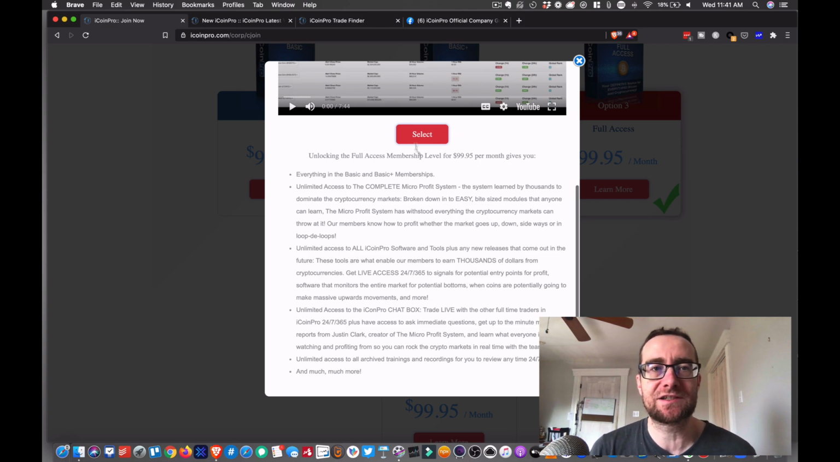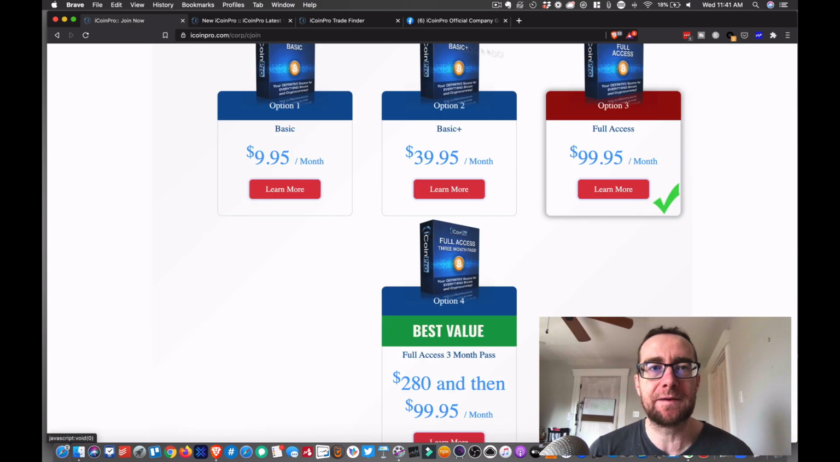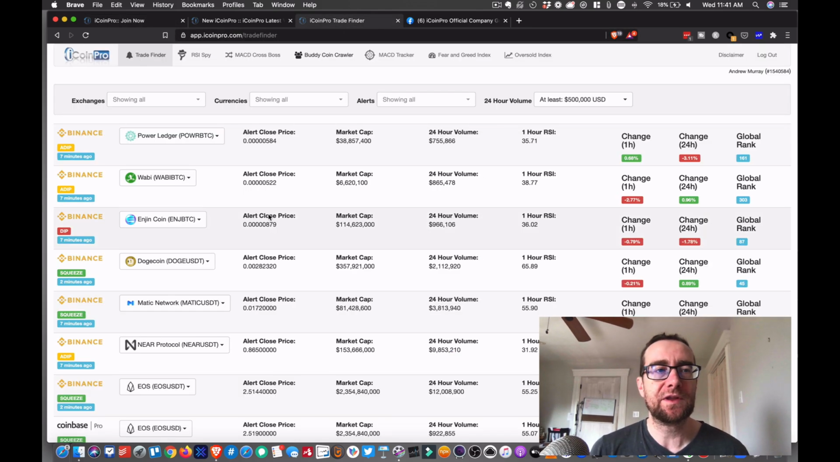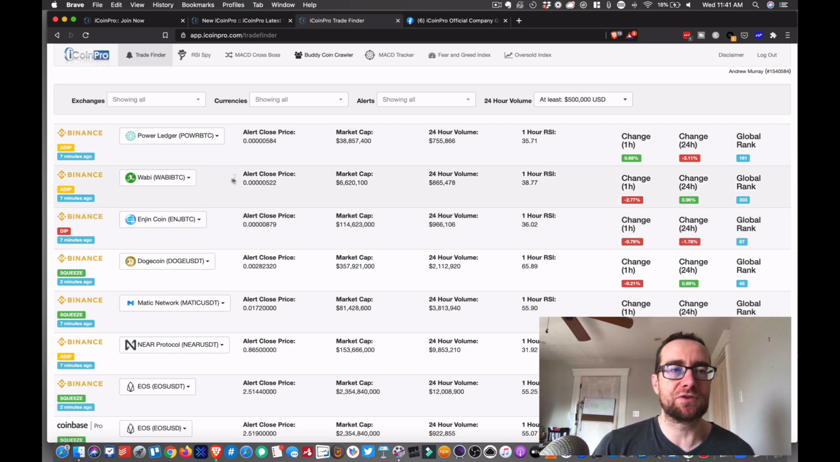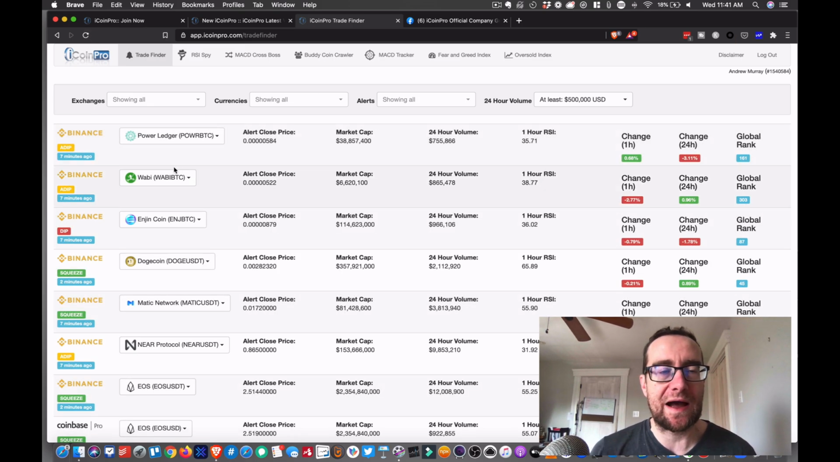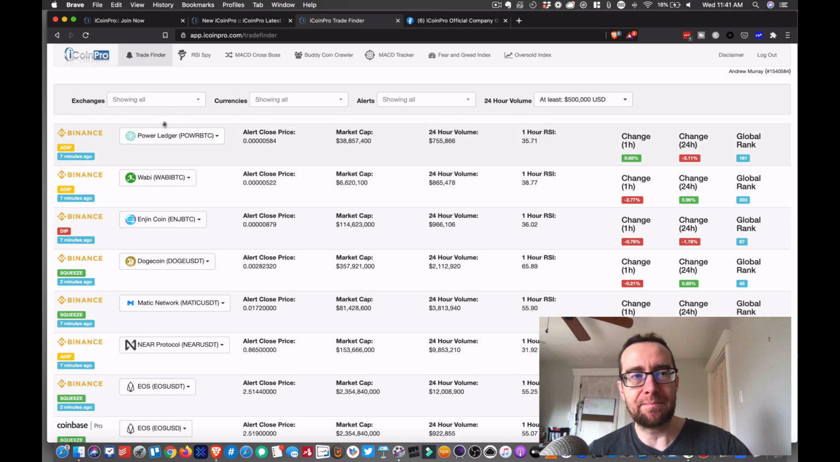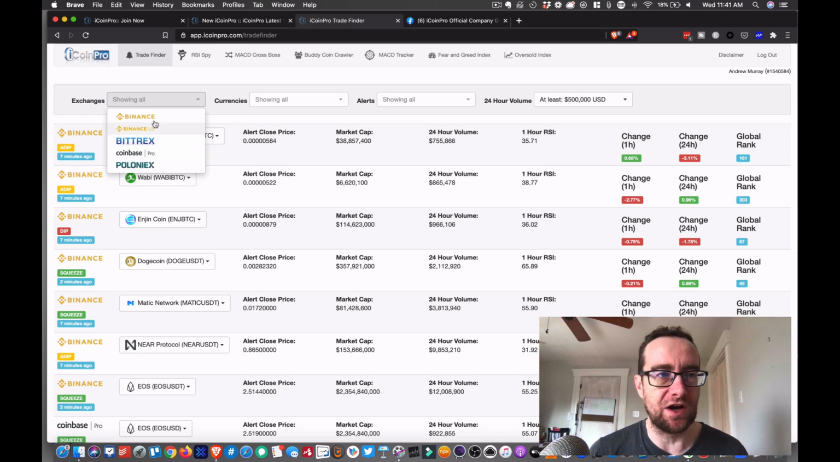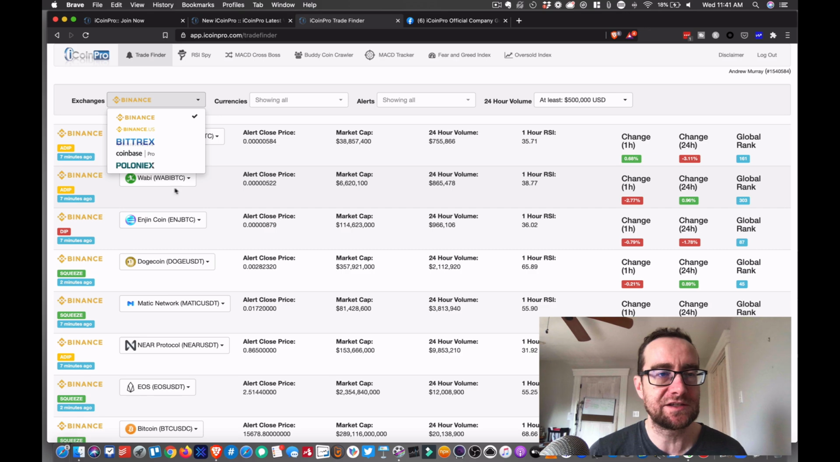And it also gives you access to all of the Trade Finder. And I'll get into that in just a little bit. The Trade Finder is really cool. So this is the Trade Finder. With the middle price membership, you get access to just the Trade Finder. What this does is, and I'll just click refresh here, this will go out and, based on whatever exchange that you're trading on, right? So let's just leave it on Binance.